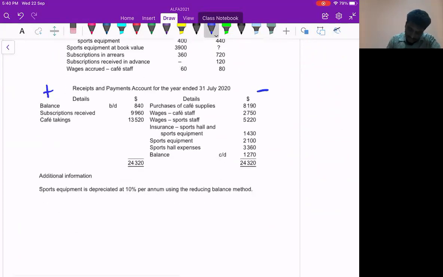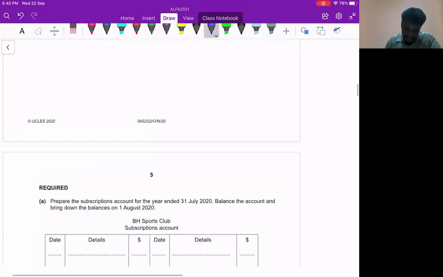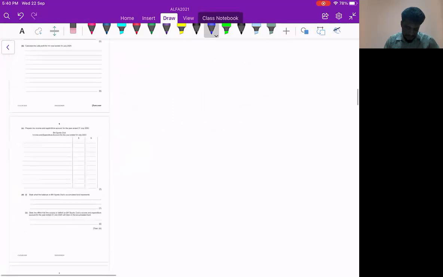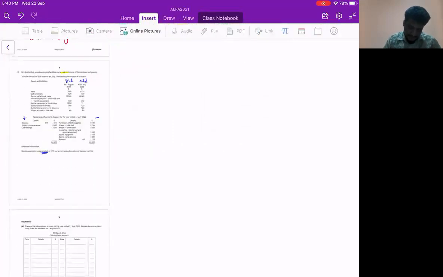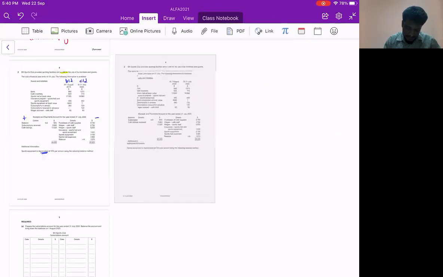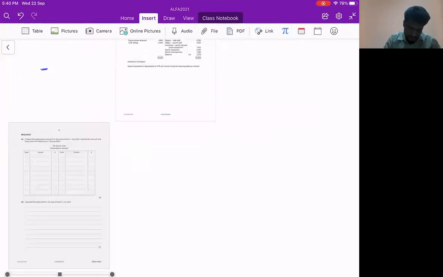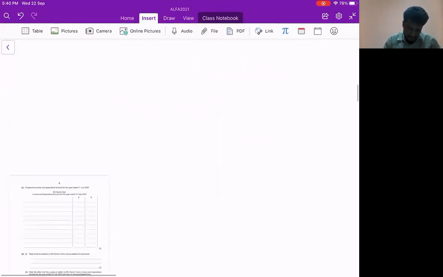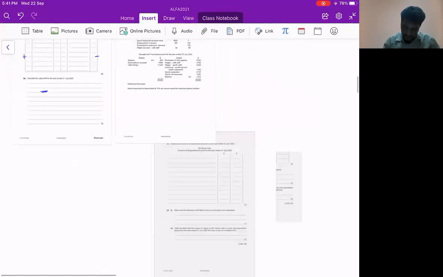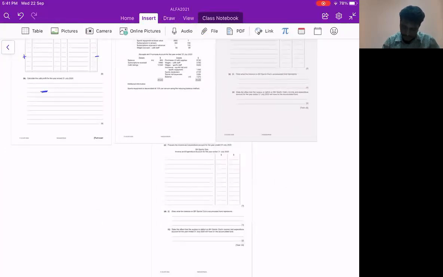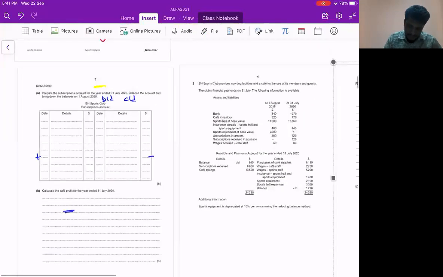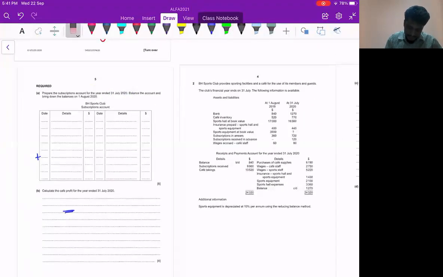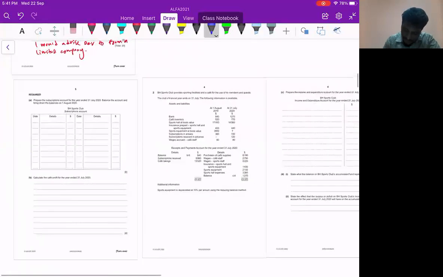And then there's additional information. There's a depreciation, so later I calculate the depreciation. And next one. Give me 1 minute. Okay, I put side by side, so easy for me. Balance BD, balance CD, money in, money out.